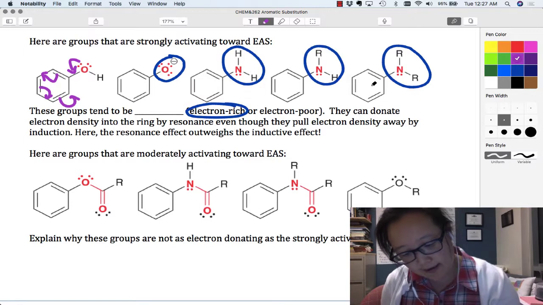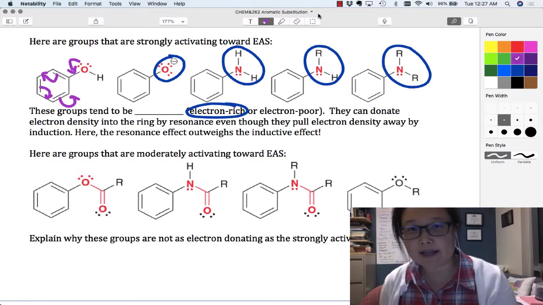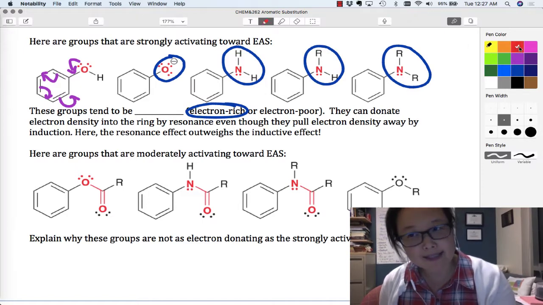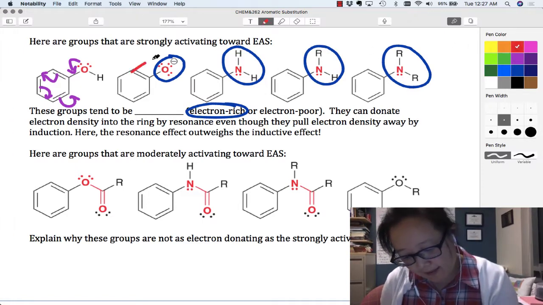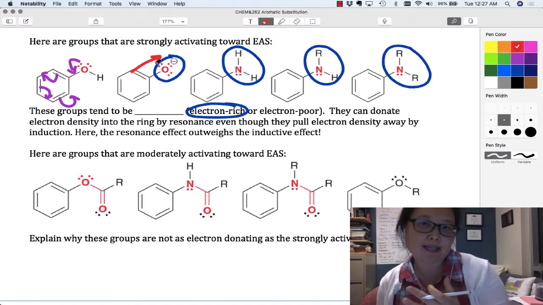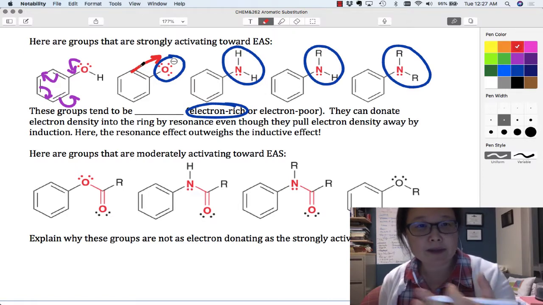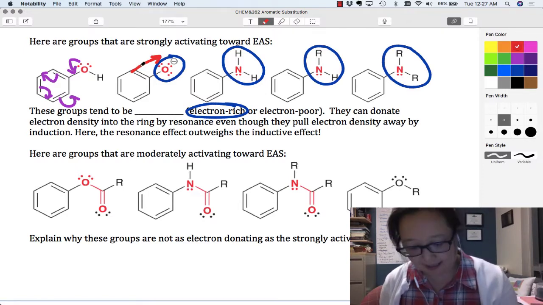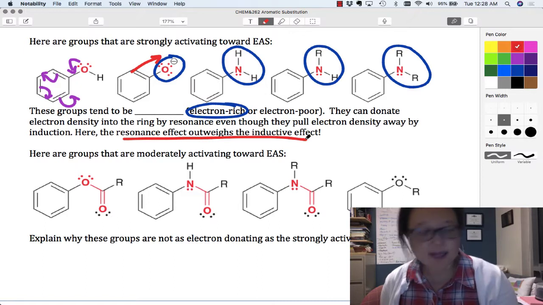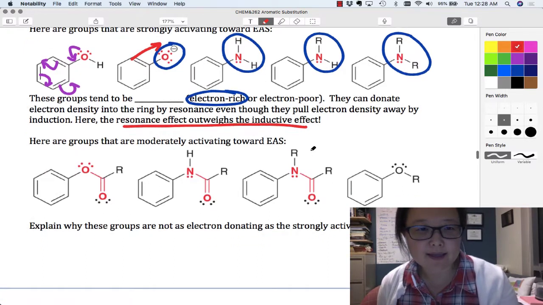Now notice that they're also electronegative atoms. Oxygen and nitrogen tend to be electronegative. That means it should be pulling electrons out of the ring toward itself, right? But the inductive effect of pulling out is outweighed by the resonance effect donating in. So oftentimes the resonance effect will outweigh the inductive effect.